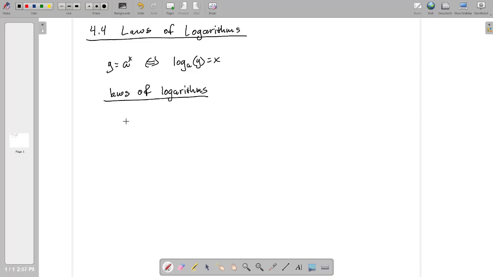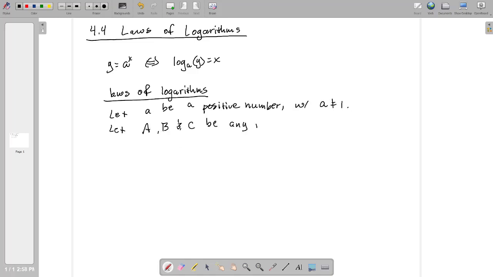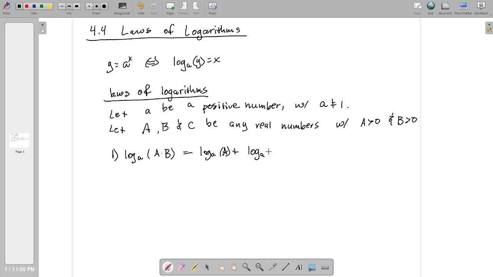Laws of logarithms. Let a be a positive number with a not equal to 1. Let A and B be any real numbers where A is greater than 0 and B is greater than 0. Then the following rules apply. 1. Log base a of A times B is equal to log base a of A plus log base a of B.